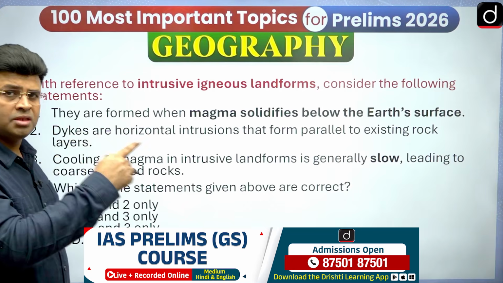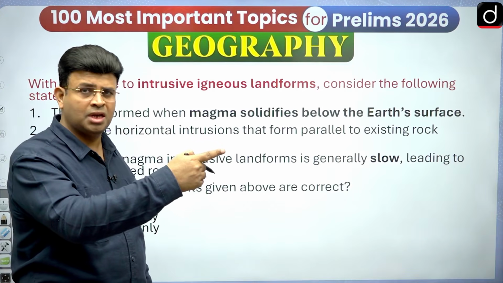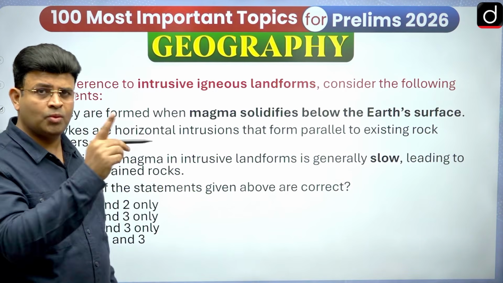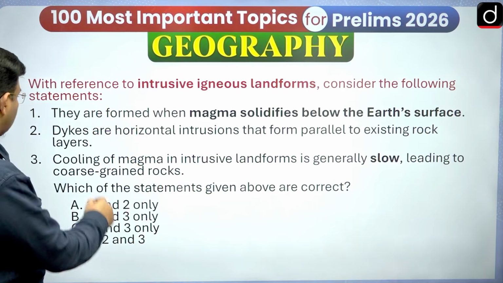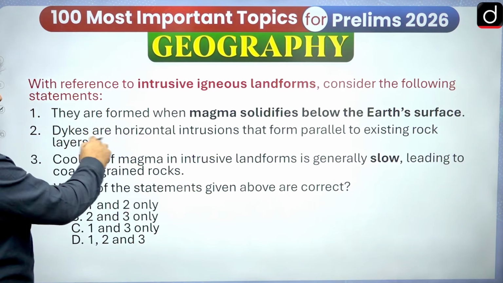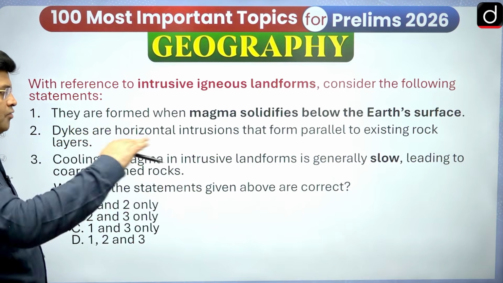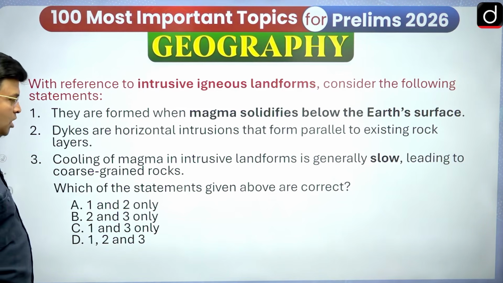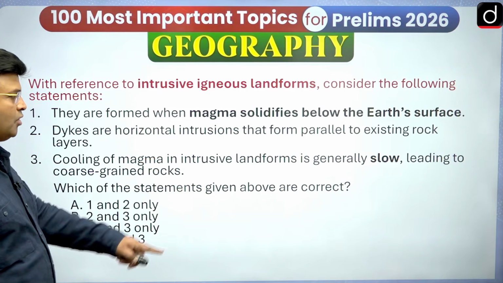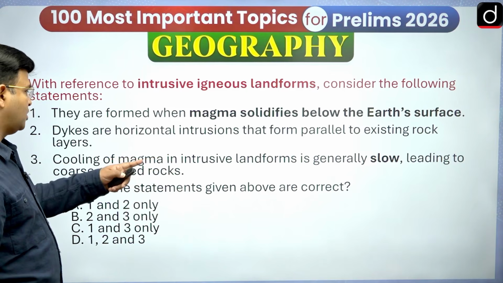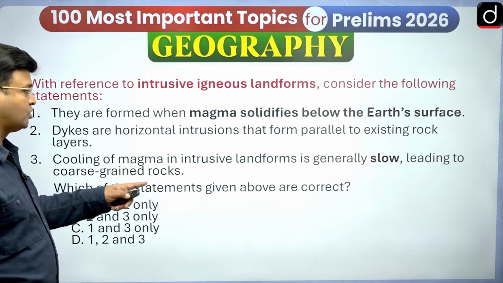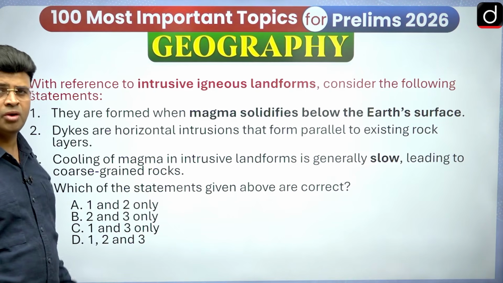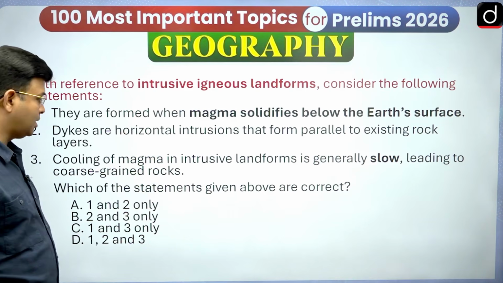I'll answer all these questions in the next episode, so everyone, please answer them in the comment box. Second statement: dikes are horizontal intrusions that form parallel to the existing rock layers. Third statement: cooling of magma in intrusive landforms is generally slow, with coarse grain. You have to see whether each is right or wrong. In the next episode, you can see all the answers.